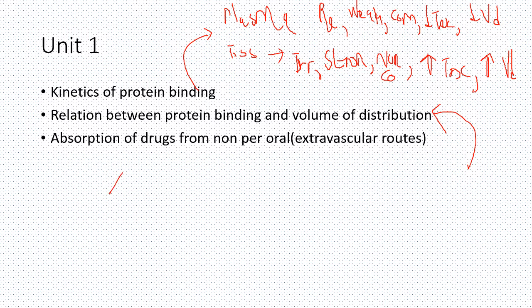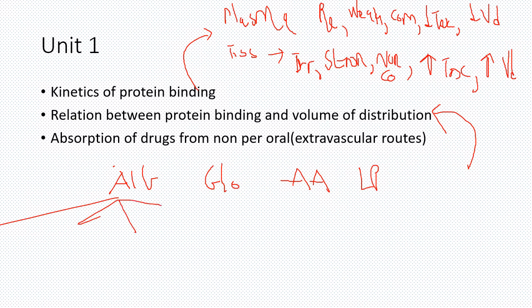There are majorly four types of protein: albumin, globulin, acid glycoprotein, and lipoprotein. Albumin is basically further having four sites: warfarin binding site, diazepam binding site, digitoxin binding site, and tamoxifen binding site. Tamoxifen is an anti-cancer drug. Digitoxin is a cardiac glycoside. Warfarin is an anticoagulant, and diazepam is a benzodiazepine, which is used as a sedative, hypnotic, and an anxiolytic as well.